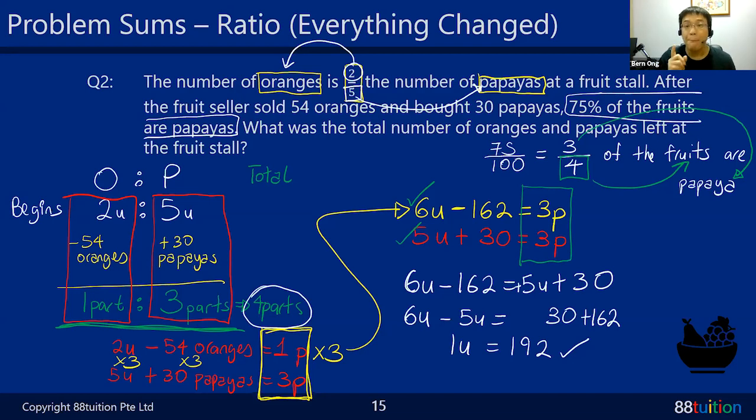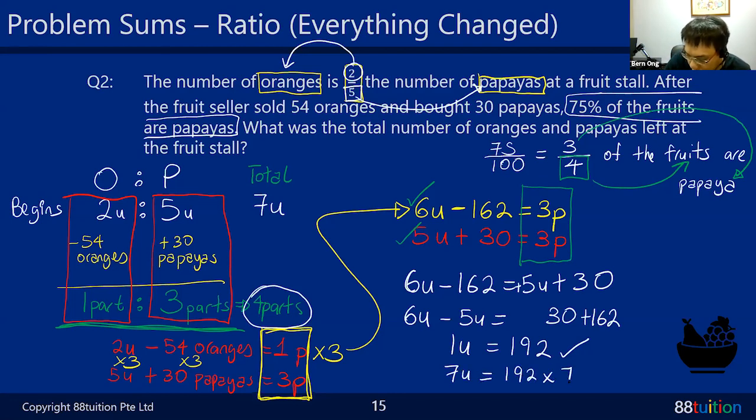So down here, I purposely go and find my beginning first. I got 7 units first. So 2 units is for oranges, 5 units is for papaya. In the beginning, total, I got 7 units. So I purposely go and find 7 units first.